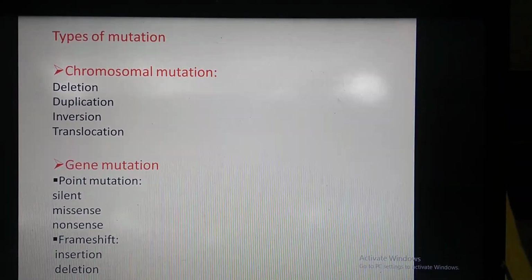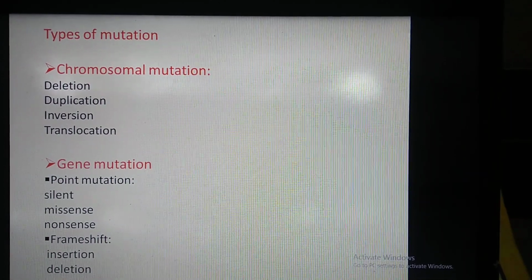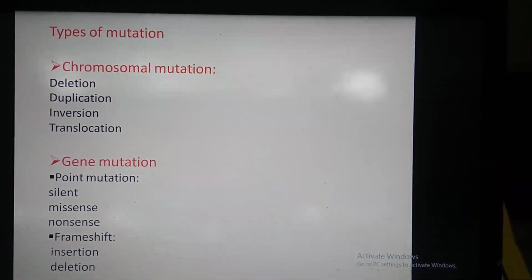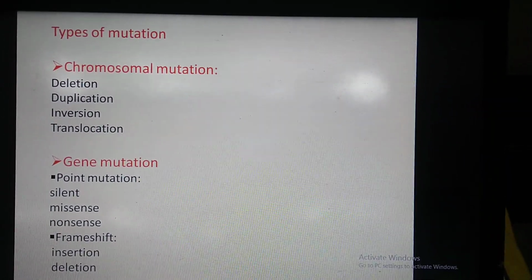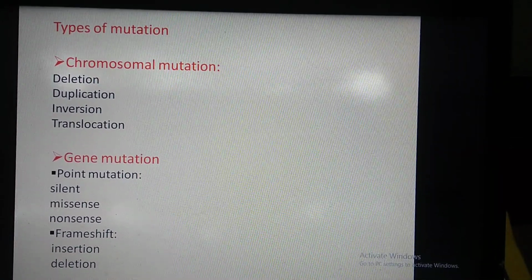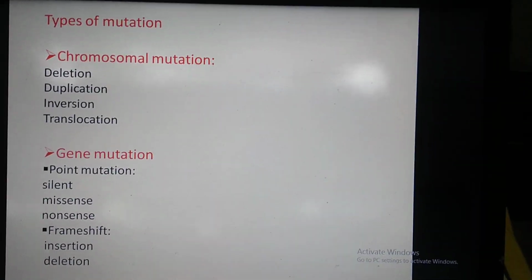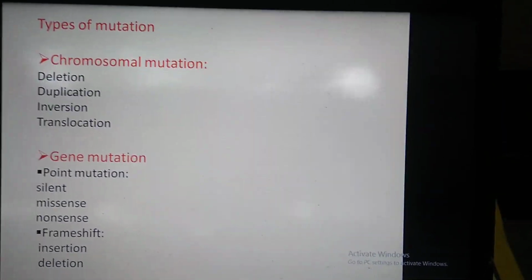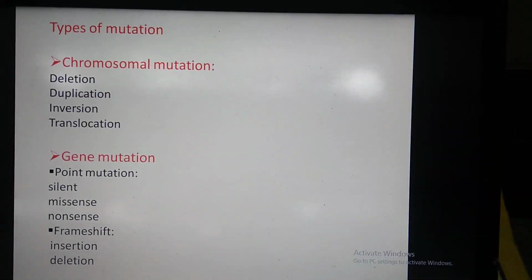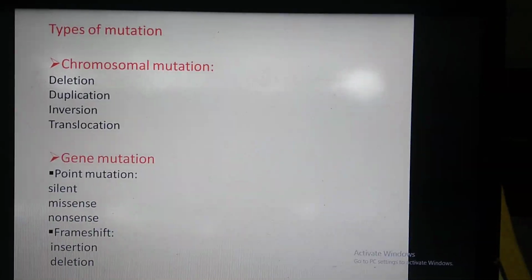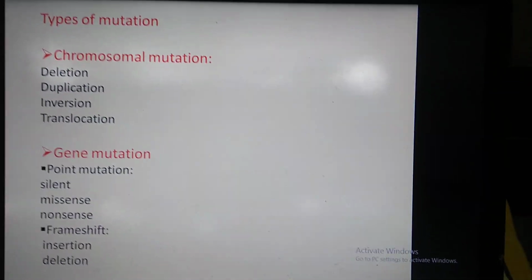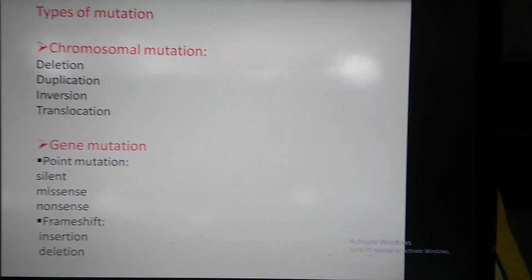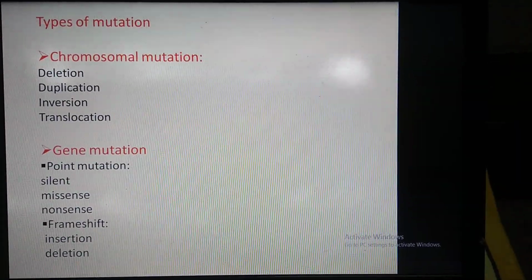How can this be formed? If a mutation causes insertion of some nucleotides within the open reading frame, that can be a frame shift mutation, or it may be due to deletion of some nucleotides. This may also lead to frame shift. So we can see the types of mutation.